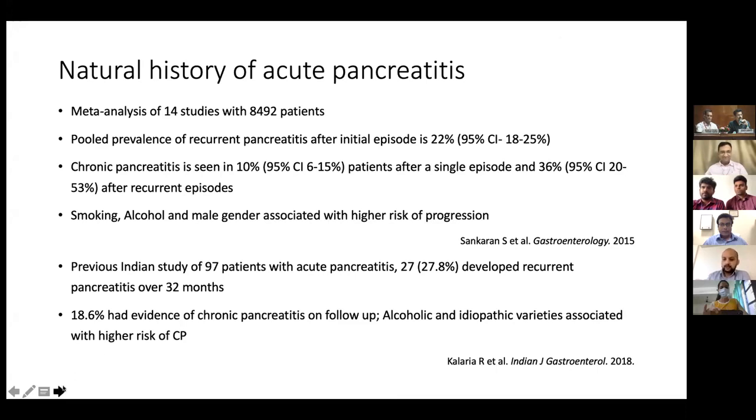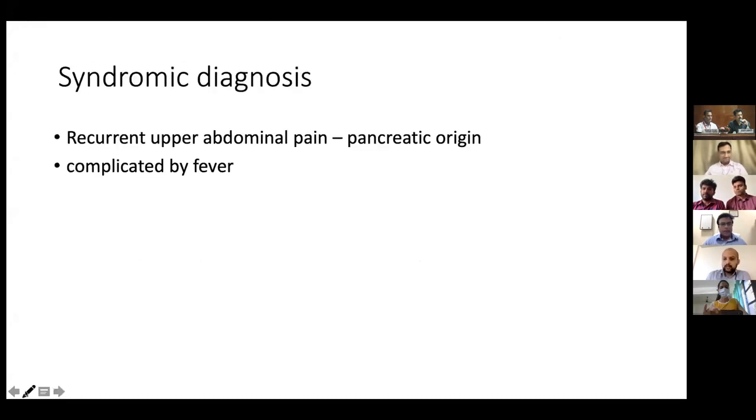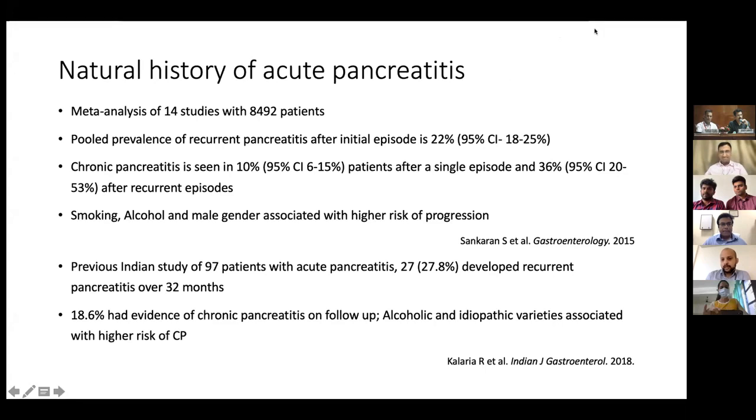A single episode of severe pancreatitis can lead on to chronic pancreatitis, or what we call the sentinel acute pancreatitis event. So if a person has a severe pancreatitis at the start, where almost the entire pancreas melts away, possibly that person can go on to develop exocrine insufficiency in the long run.